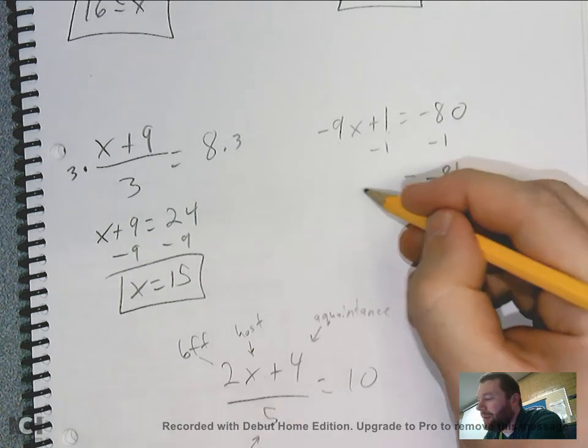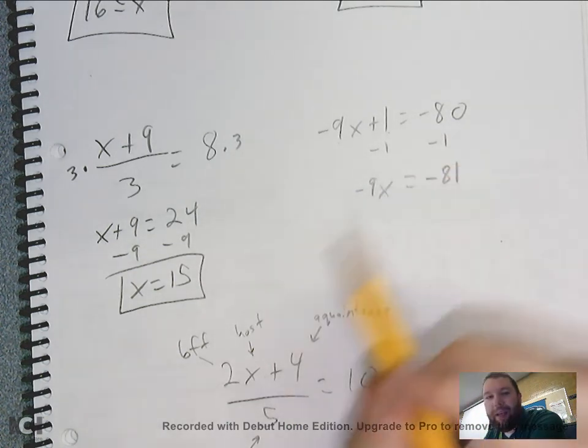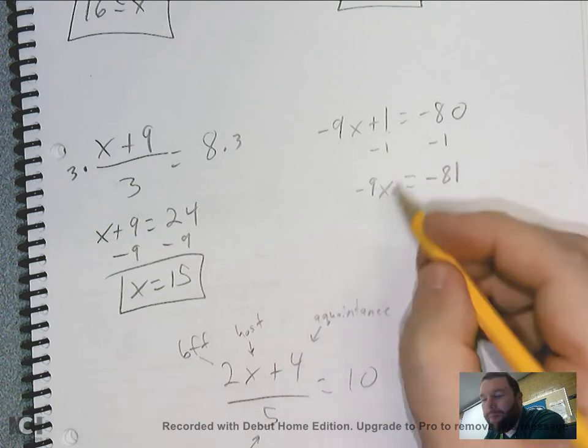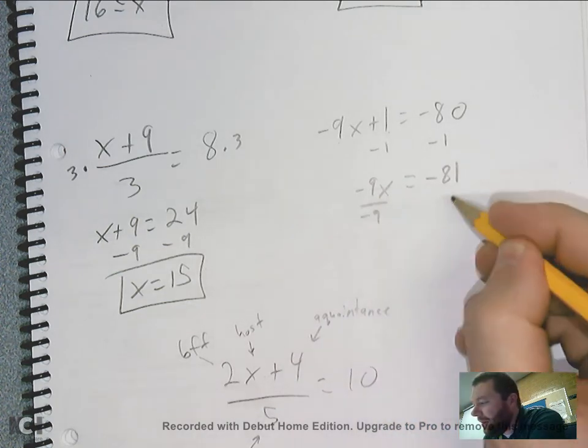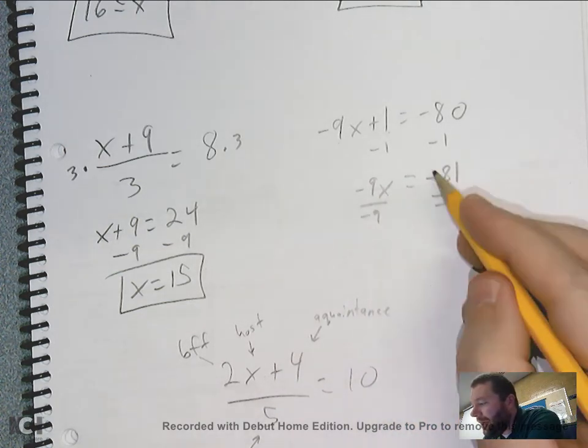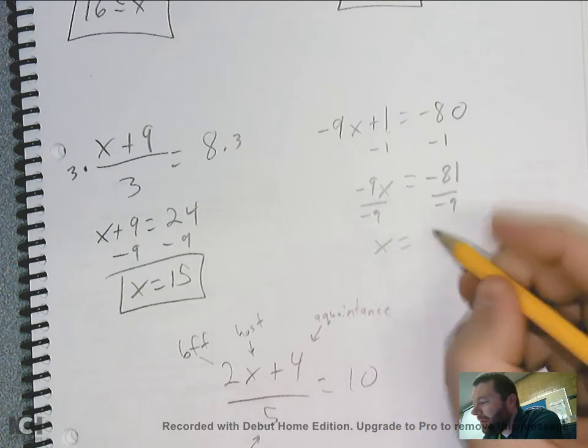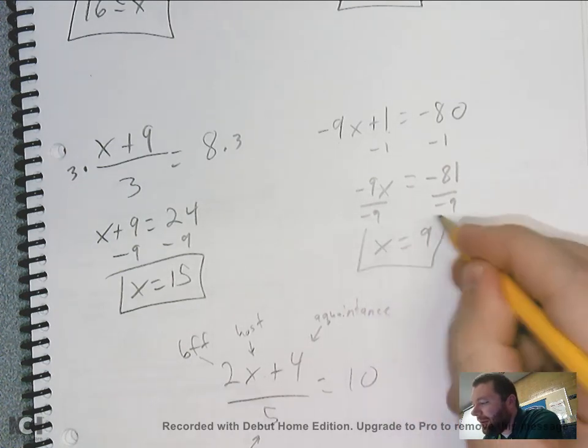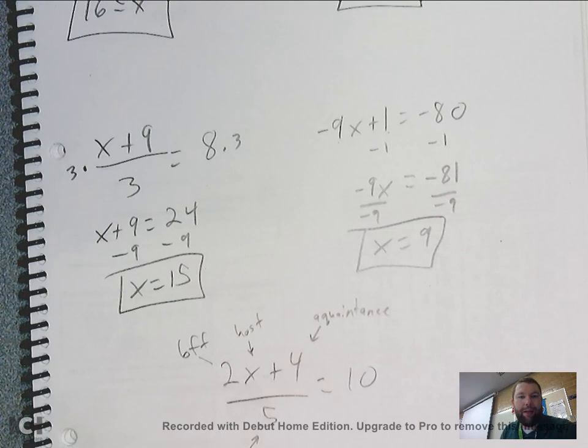And then that's equal to negative 9x. And then to get rid of this best friend, he's multiplying, so you divide by negative 9. And negative divided by negative is a positive, so you'd have positive 9 as your answer. And that's just a quick review of two-step equations.